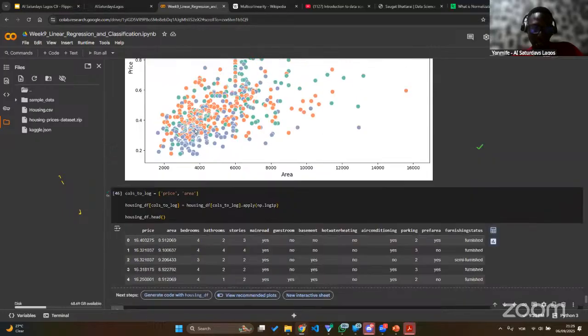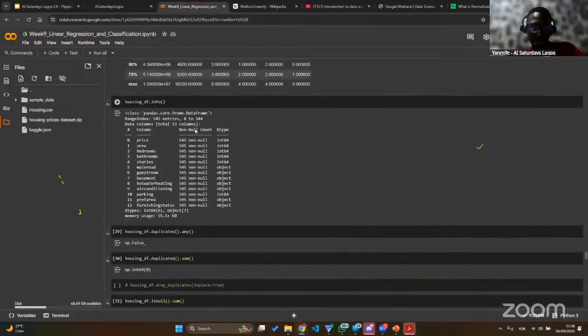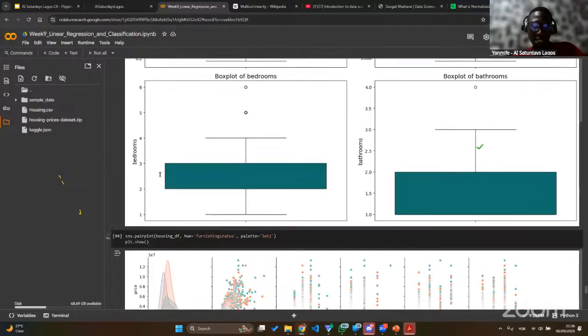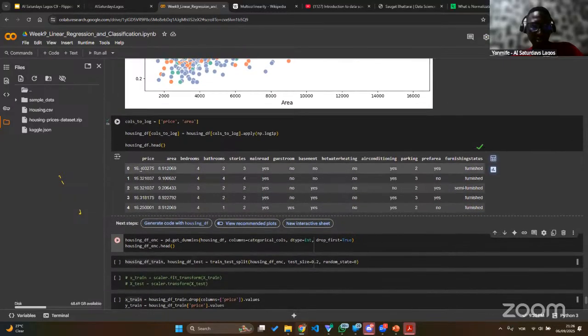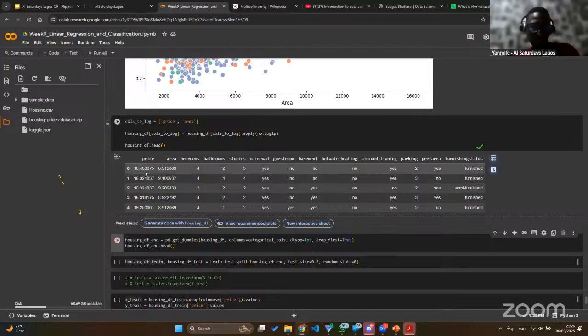Look at what price is giving me. Let's go back to what price was. This is 13.3, right? 13.3 million, and area 7420. Instead of 13.3 million, see what you have, 16.4. Instead of 7,420, we're having 8.9. Do you see how it's able to do that just by computing the log?